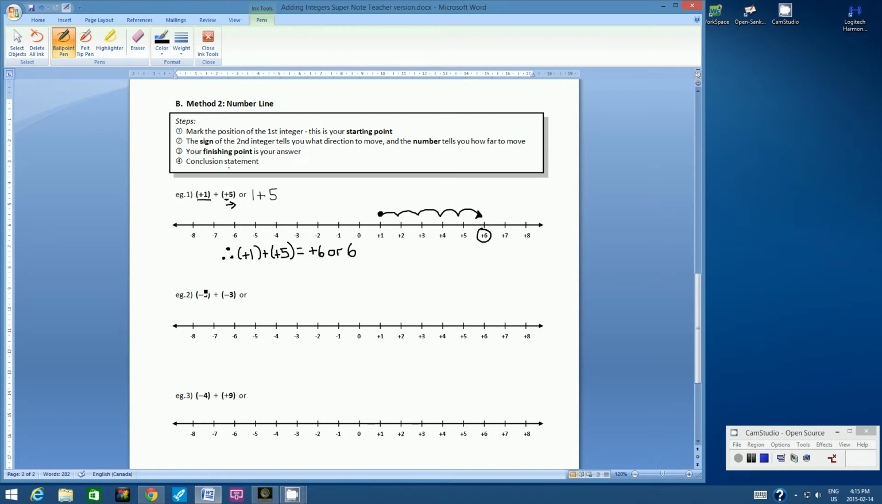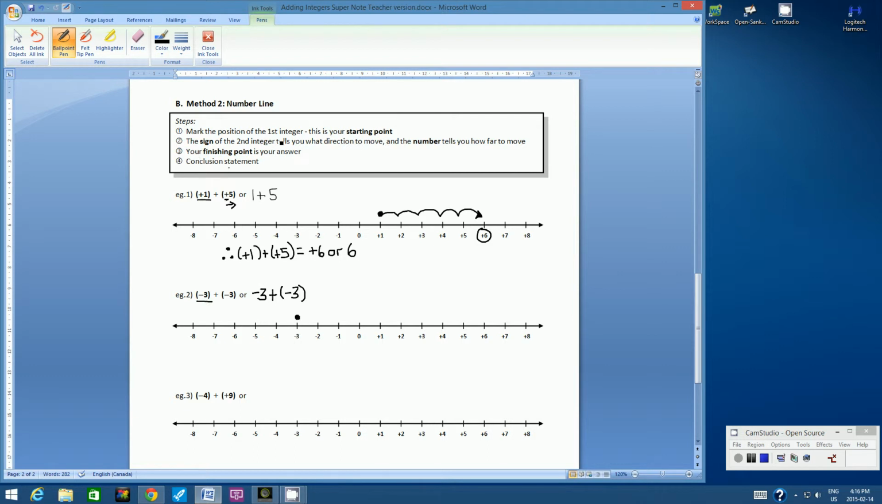In standard form, if the first integer is negative, we can take off the brackets. So negative 3 is simply written as negative 3 without the brackets. We have the addition sign, and the second integer is also negative 3, but because it's the second integer, we have to keep the brackets in there. This is how this statement would be written in standard form. Let's use the steps. Step number 1, mark the position of the first integer. The first integer is negative 3, so I'm going to mark it right there.